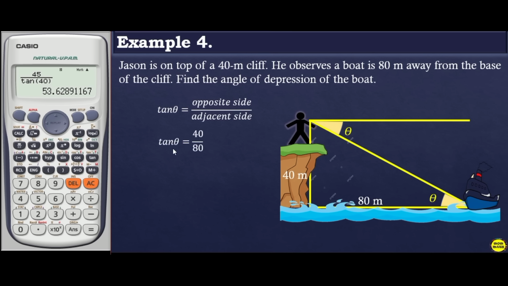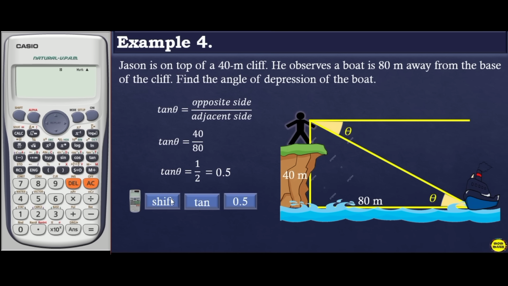Okay, so substitute natin tangent theta since hindi nga po given yung angle at yun ang hahanapin natin. That is equal to your opposite which is 40, adjacent is 80. So, i-divide natin to. 40 divided by 80, your tangent theta is equal to 1/2 which is also equals to 0.5. Okay, 1/2 in decimal is 0.5. So, isolve natin ang ating tangent, shift. Okay, paano siya isosolve? Shift, tangent.